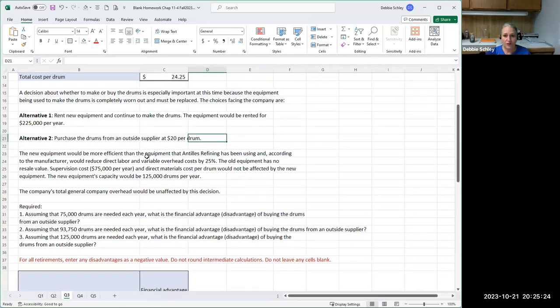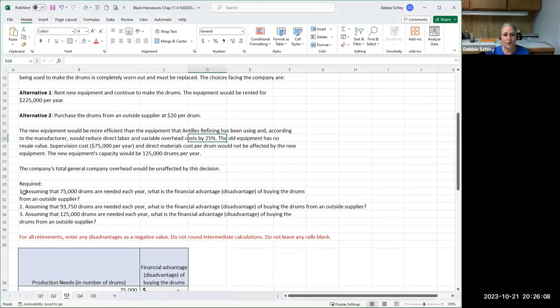The new equipment would be more efficient than the equipment that Antilles Refining has been using according to the manufacturer and would reduce direct labor and variable overhead costs by 25%. So that's important. Whatever percent your problem says, I'm going to want to mark that down somewhere. The old equipment has no resale value. Supervision costs $75,000 per year, and direct materials cost per drum would not be affected by the new equipment. The new equipment's capacity would be 125,000 drums per year. The company's total general company overhead would be unaffected by this decision.